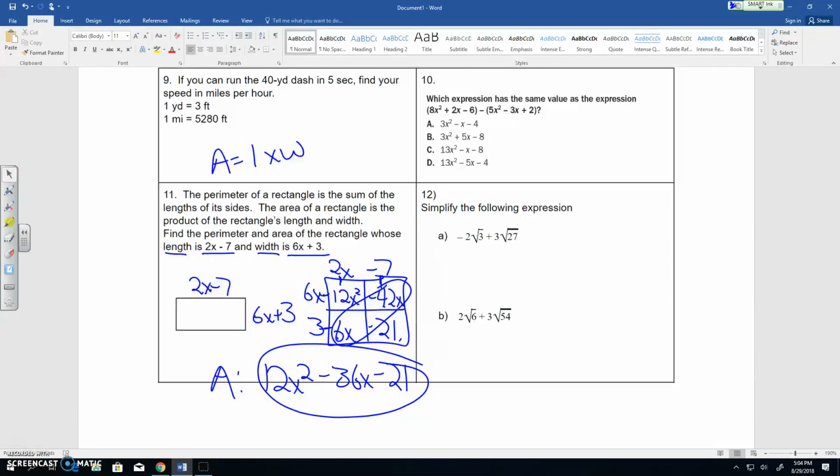All right. Moving on to number 12, we got simplify the following expression. Now here we need to break these down again. Now we know that the square root of 3 won't break down, so it's good to go. So we've got negative 2 on the square root of 3, won't break down.